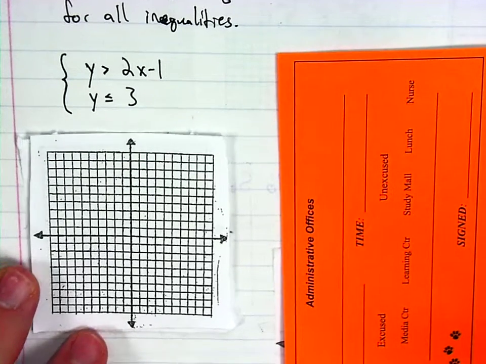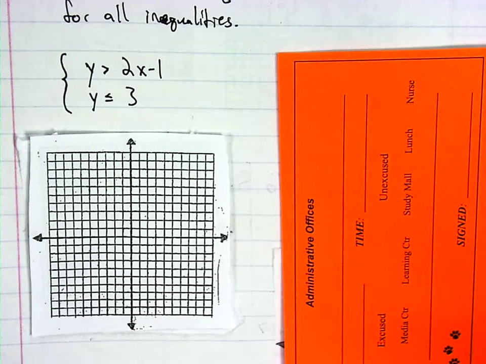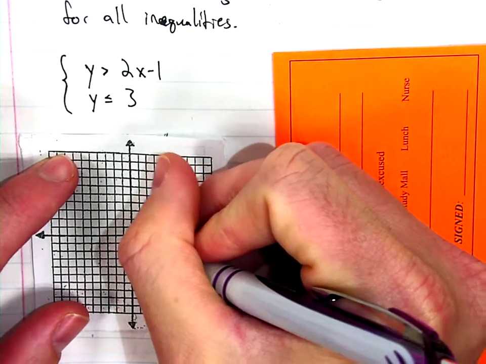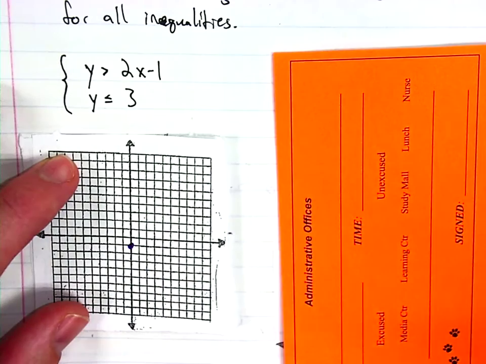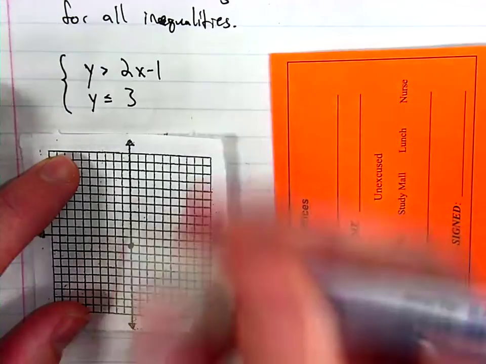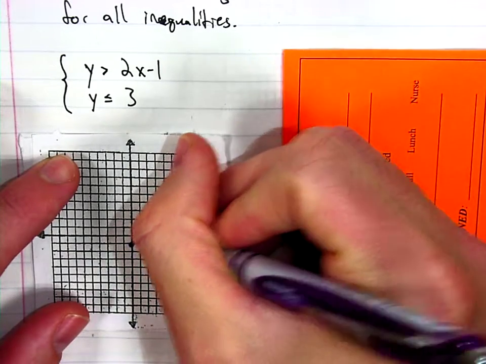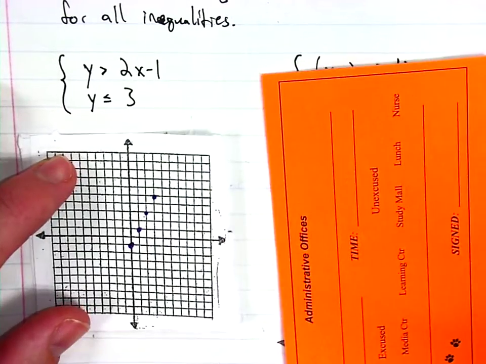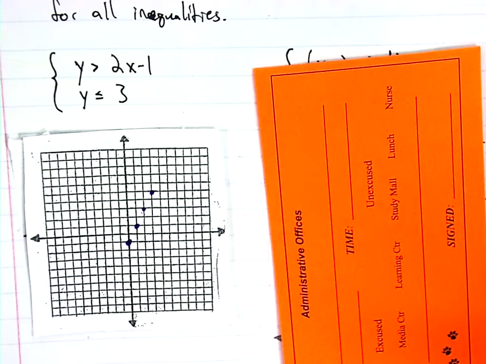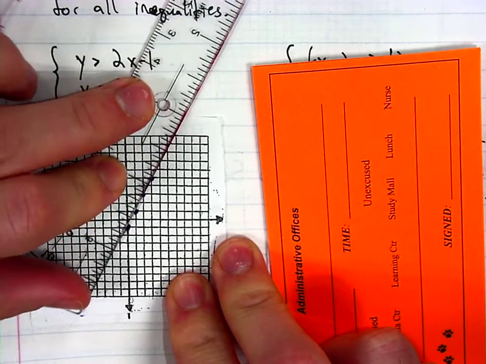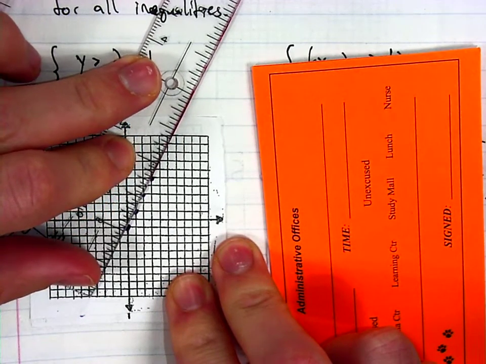Okay, y is greater than 2x minus 1. So I'm going to start at minus 1 on the y-axis. And my slope here is 2x, so I'm going to go up 2 over 1, up 2 over 1, up 2 over 1. Really you only need 2 dots, but the more dots you have, I think the better your line's going to be. That's greater than, so this is going to be a dotted line.